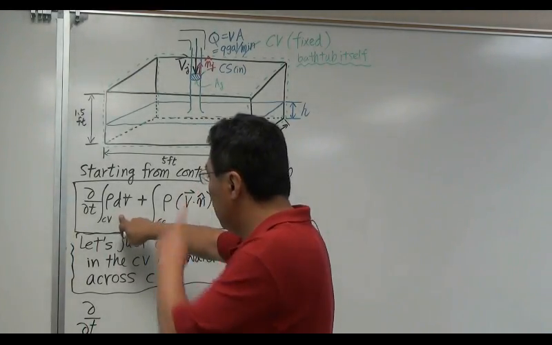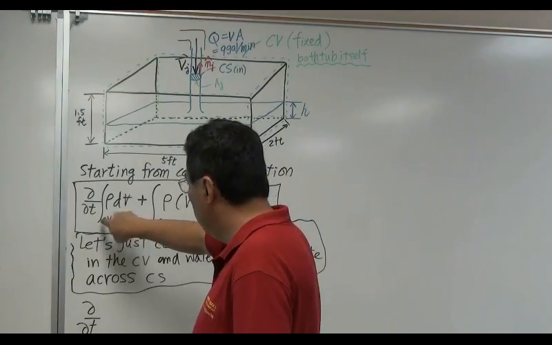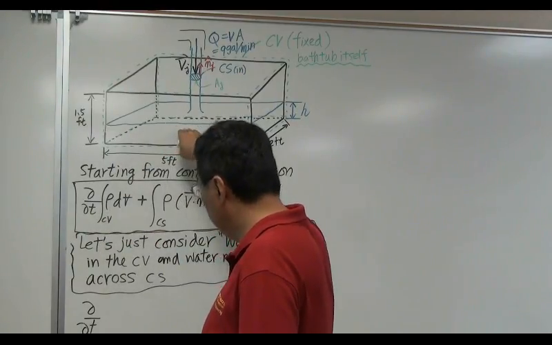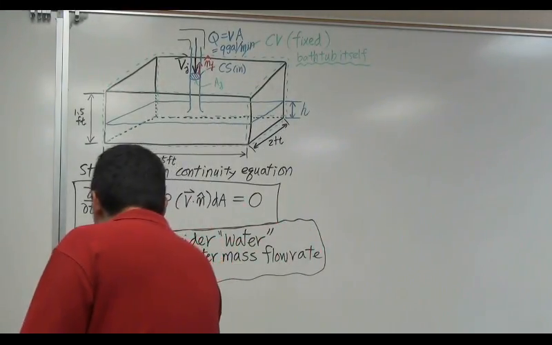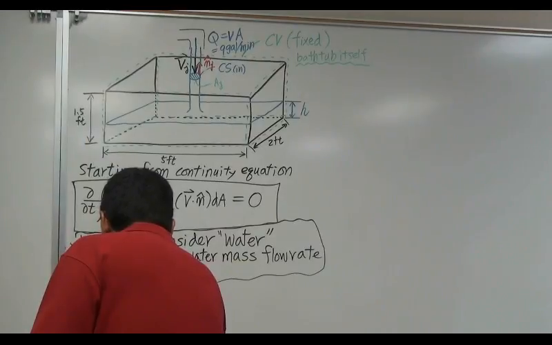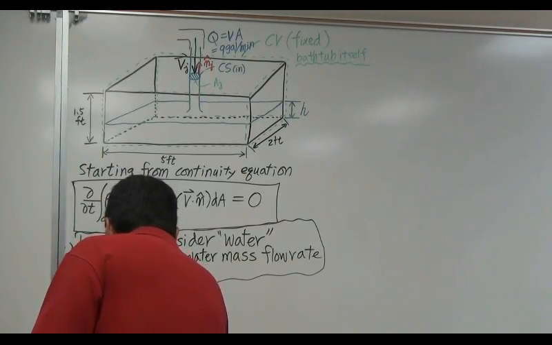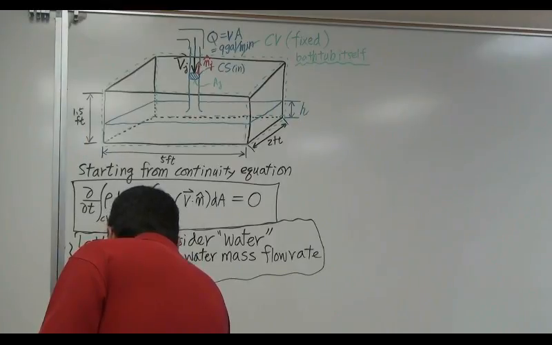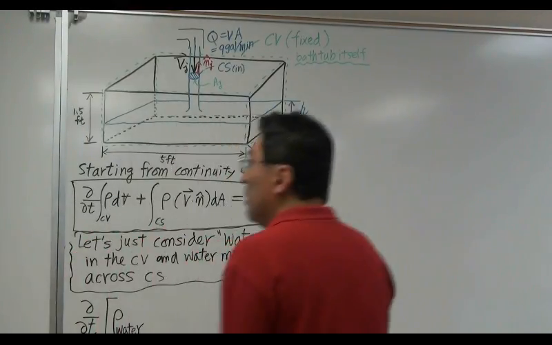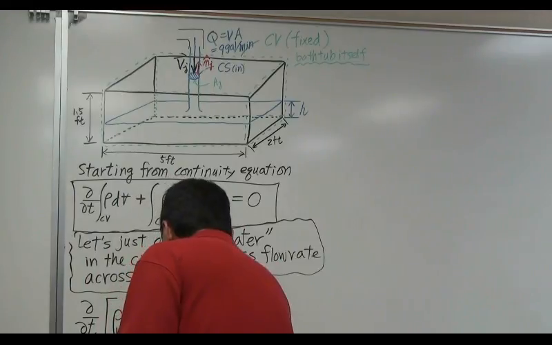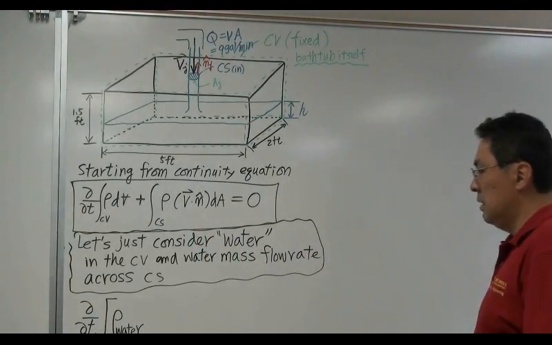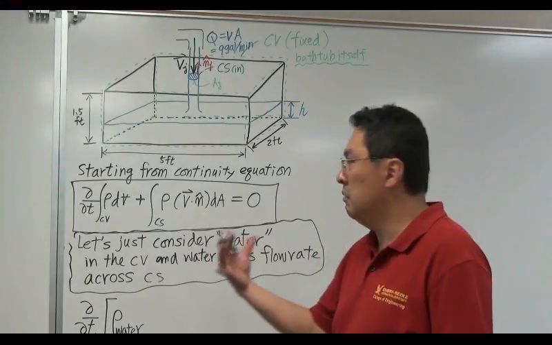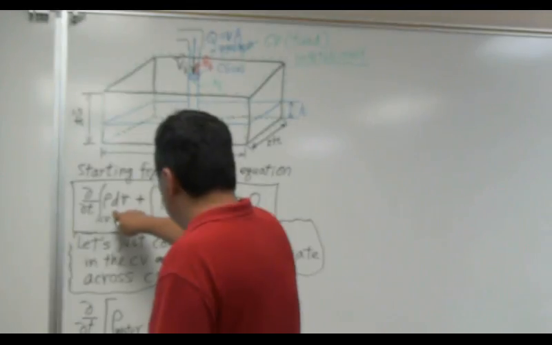This is an integral of density over volume. Density is constant, that's one nice feature here. This is the water, so the density of water doesn't change. Let's just put the density of water in brackets. Keep in mind this is constant: 1.94 slugs per cubic foot. Water is a liquid, and liquid is incompressible.